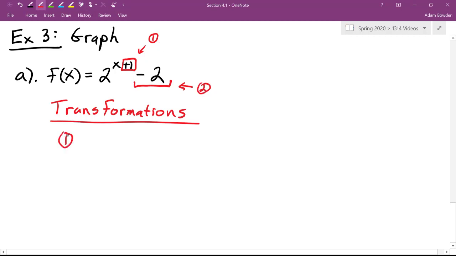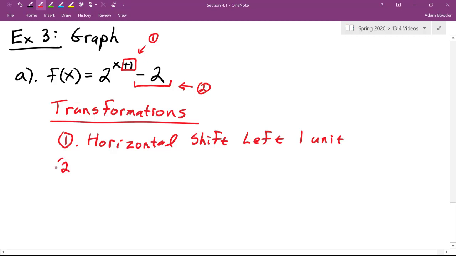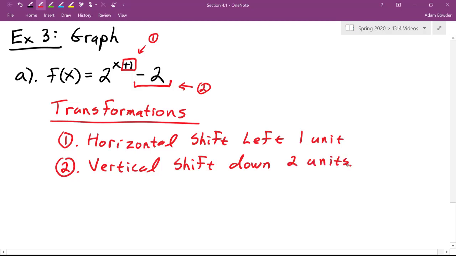So our first transformation, the x plus 1, is going to cause a horizontal shift to the left by 1 unit. The other transformation, with the minus 2, is going to be a vertical shift down by 2 units. So what we can do is take the graph of 2 to the x power and then just apply the transformations to it. So let's see how that goes.